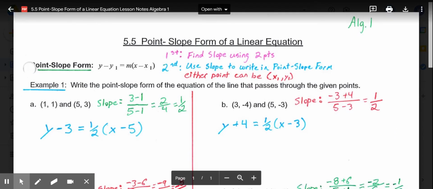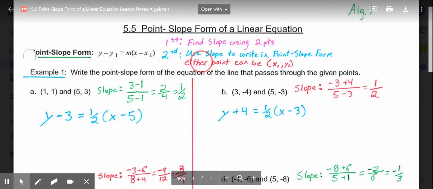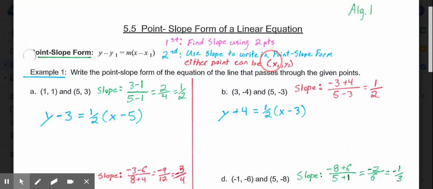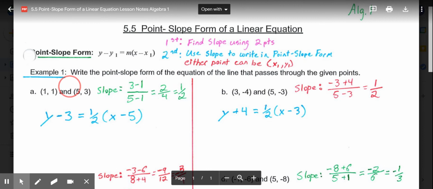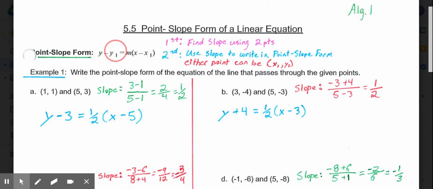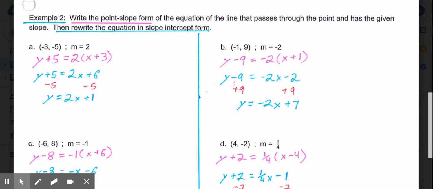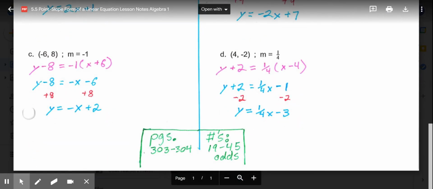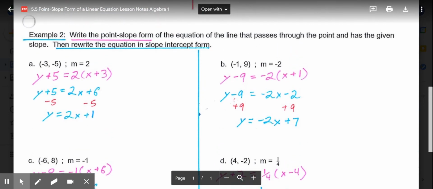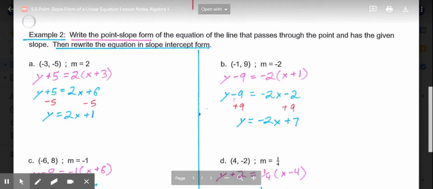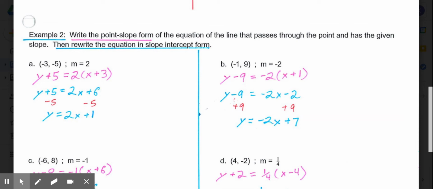So once you find the slope, you're going to use the slope for m and one of these 2 points for x1, y1 to write your equation in point slope form here. Now let's move down to example 2. The other thing that you'll be asked to do is to write point slope form of an equation to start, and then to rewrite that into slope intercept form.